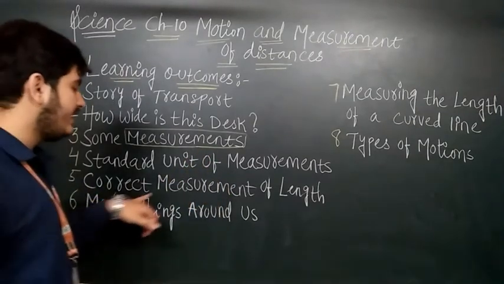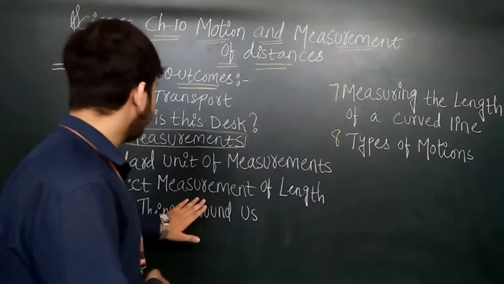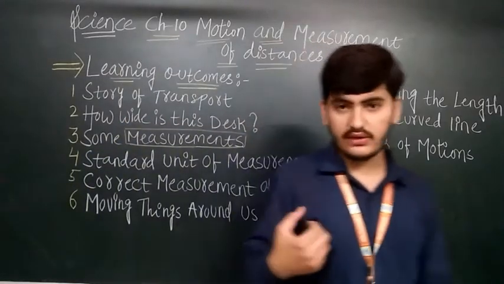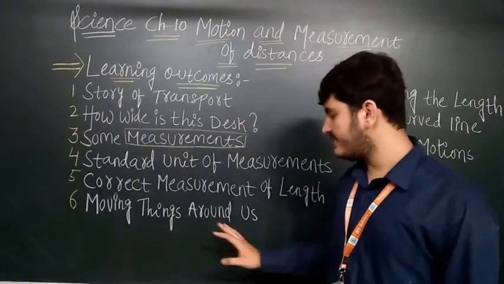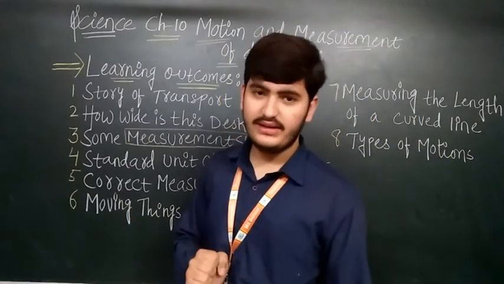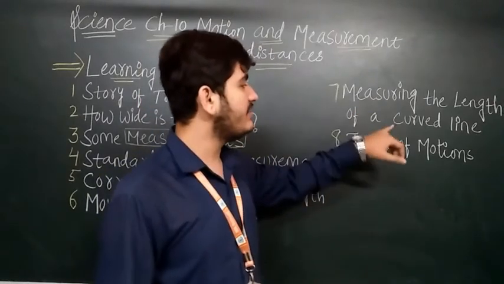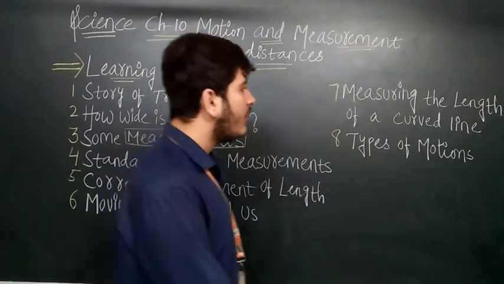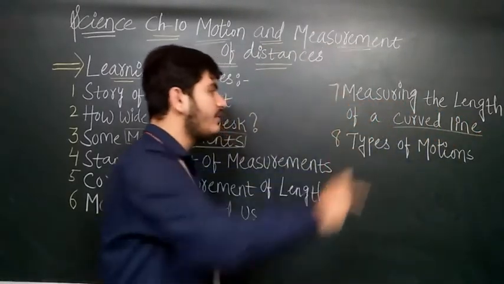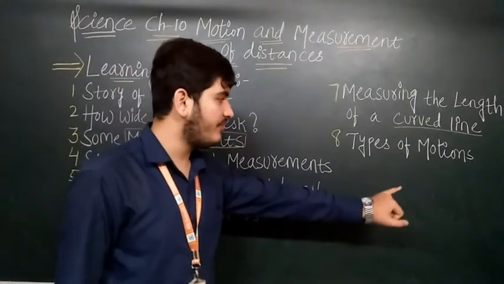Then fifth is the correct measurement of length. How we have to measure the length correctly, कैसे आएगी? This thing also we are going to learn. Then moving things around us. In our surroundings there are many things moving around us, right? Then seventh is measuring the length of a curved line. Curved line की measuring कैसे करें? How we have to measure the length of the curved line. And the last topic, the types of motion.